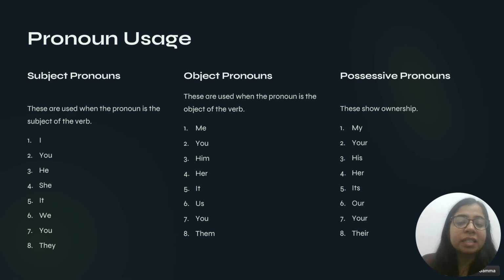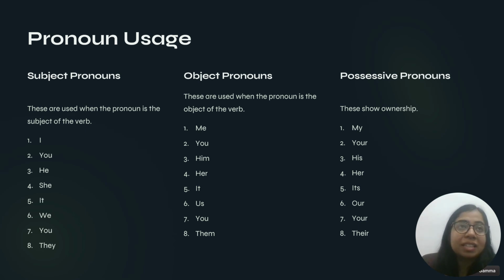Okay, next is object pronouns. Object pronouns are used when the pronoun is the object of the verb. Okay, when in a sentence the noun object will be replaced by these pronouns such as me, you, him, her, it, us, you, them. Again, both in plural and singular form.